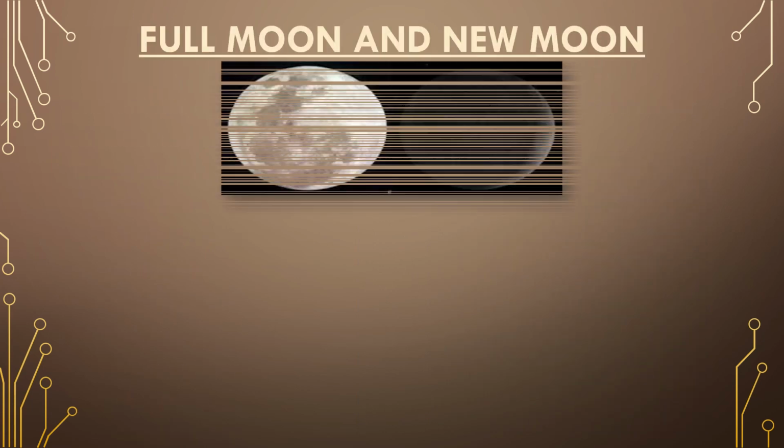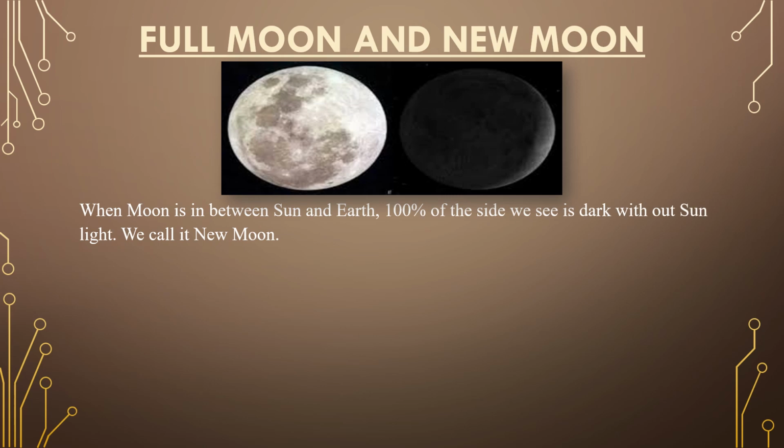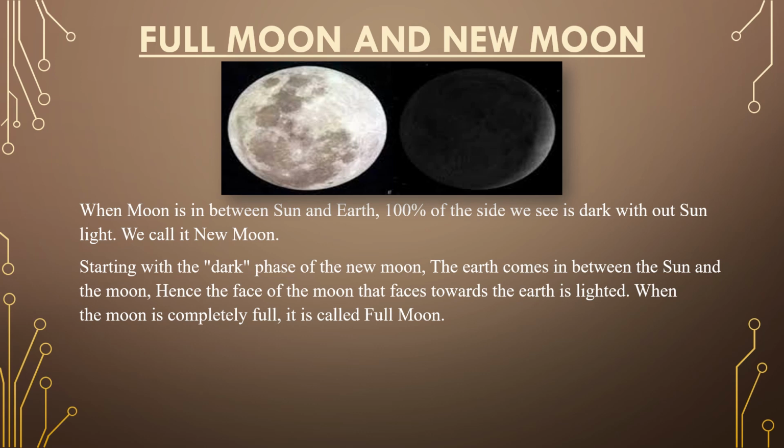Full moon and new moon. When the moon is in between the sun and the earth, 100% of the side we see is dark without sunlight, and we call it new moon. According to the Hindu calendar, it is called Amavasya. Starting with the dark phase of the new moon, the earth comes in between the sun and the moon. Hence, the face of the moon that faces toward the earth is lighted. And when the moon is completely full, it is called full moon. According to the Hindu calendar, it is called Purnamashi or Purnima.